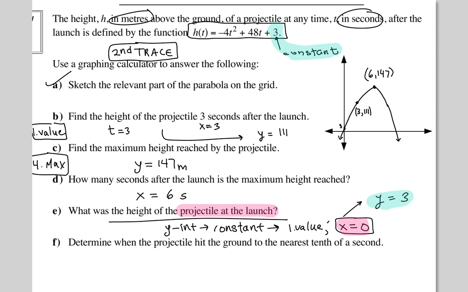Okay, and then it says determine when the projectile hit the ground. This is also a very, very common question. So when does it hit the ground? You're thinking about over here in purple, and it wants the answer to the nearest tenth of a second, so it's saying when. So you want an x value. That's what you want. So when does it hit the ground? What kind of special point is down here? Yeah, the x-intercept. So how to find x-intercepts? Number 2 zeros. Good.